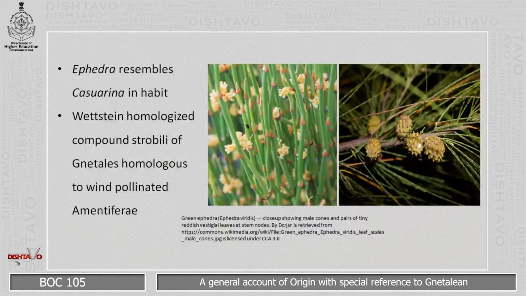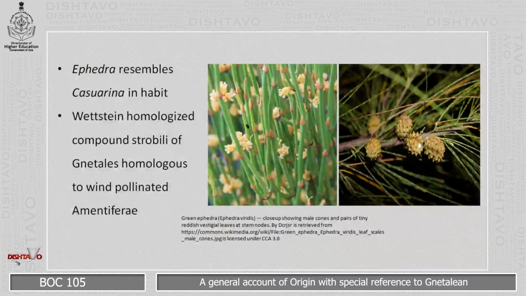Then Ephedra resembles the habit of Casuarina. In the picture, both the plants can be seen. The first one is Ephedra showing the male cones, and the second picture is showing the Casuarina habit with the presence of the fruit. So they resemble in their habit.